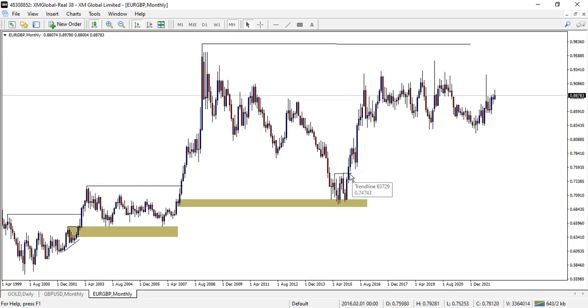right. We have our change of character right here, right. Now, this change of character here is not yet mitigated, but price moved away from the bullish order block and took the liquidity above the pullback. All right, it took out the liquidity above the pullback that is responsible for giving us a change of character.